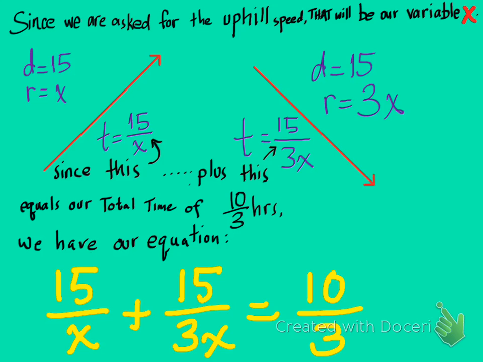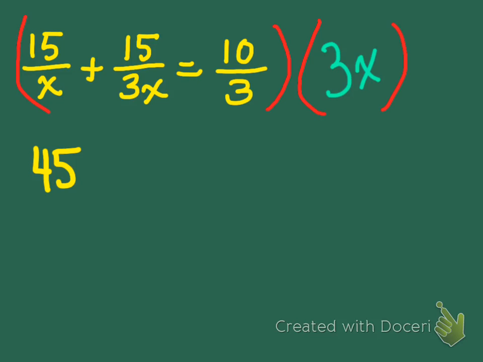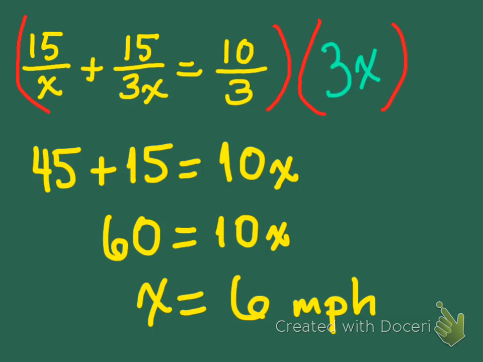And now that equation is pretty easy to solve. We can solve that quickly. Just let me demonstrate the multiply by the common denominator trick, fraction busting. And if I multiply that equation by 3x, my first term turns out to be just 45. My second term turns out to be 15. And the last term, 10/3 times 3x, is just 10x. And 45 plus 15 equals 10x then. Easy to solve. You get x equals 6 miles per hour. There's the answer to our problem, Joe was riding 6 miles per hour up the hill.